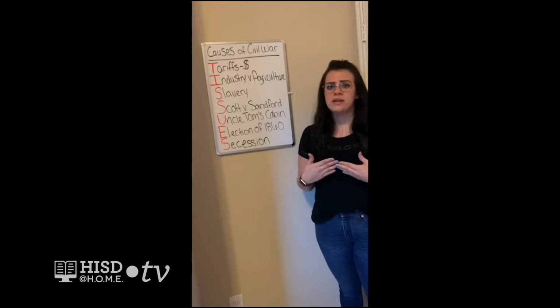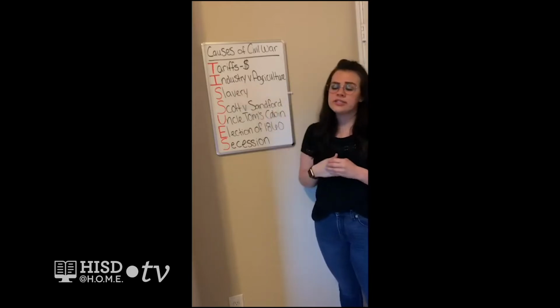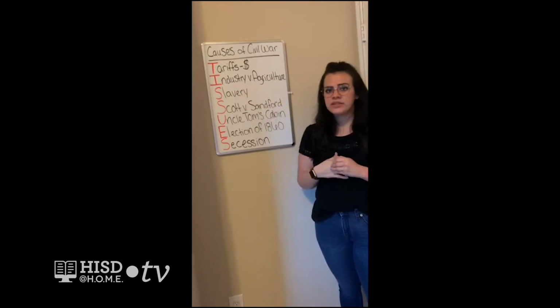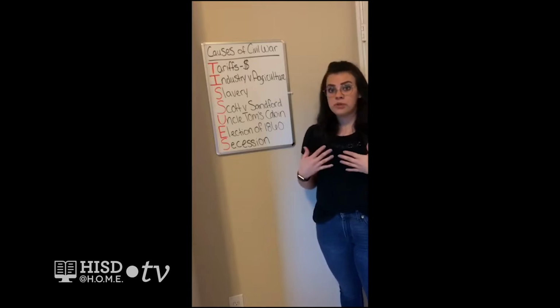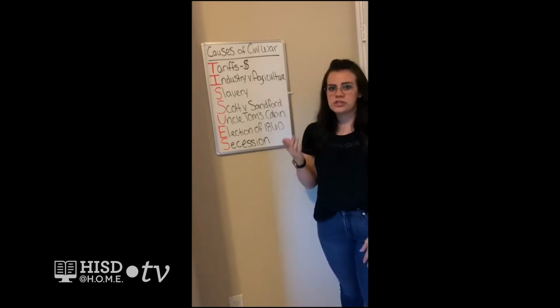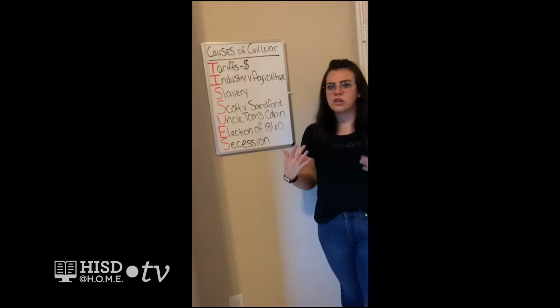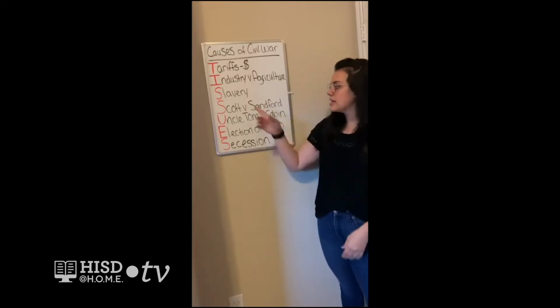And then we move to I, which is industry versus agriculture. Industry is going to be in the North. This is going to be our factories and other types of businesses. These are where the majority of the goods in the United States are being produced. And then we have agriculture, which of course means farming and animals. So the South had large plantations.